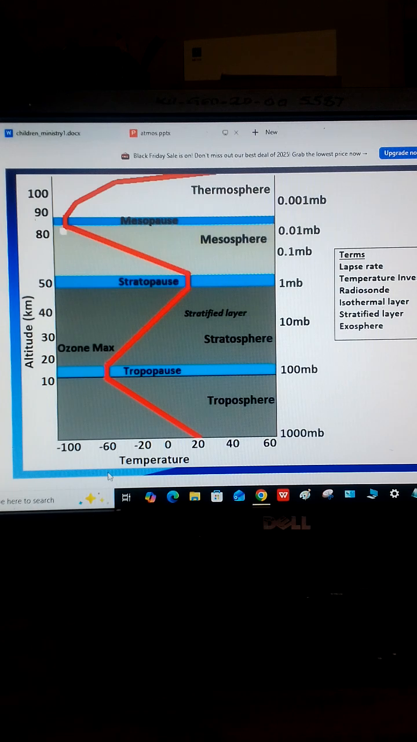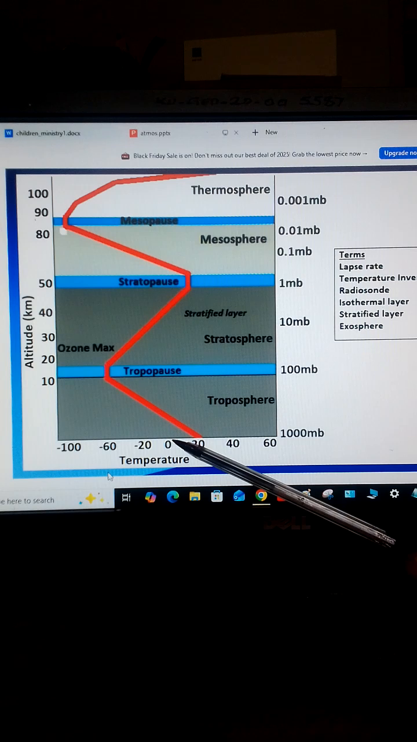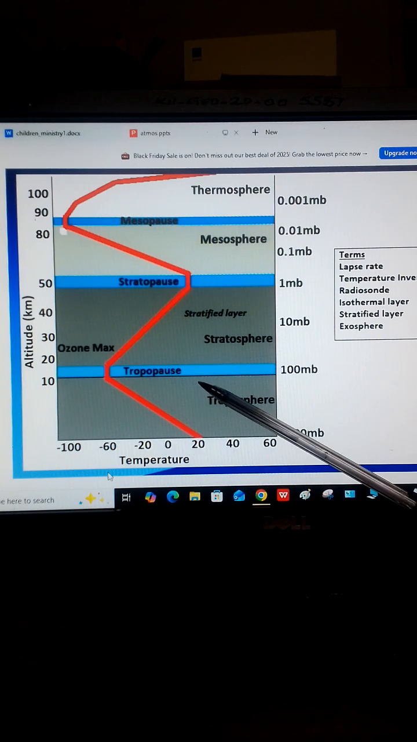Now, this is the troposphere, from the surface up to around 11 kilometers, where most of the weather is found. In the troposphere, there is mixing of air due to rising air currents and descending air currents. So there is what we call turbulent mixing in the troposphere.